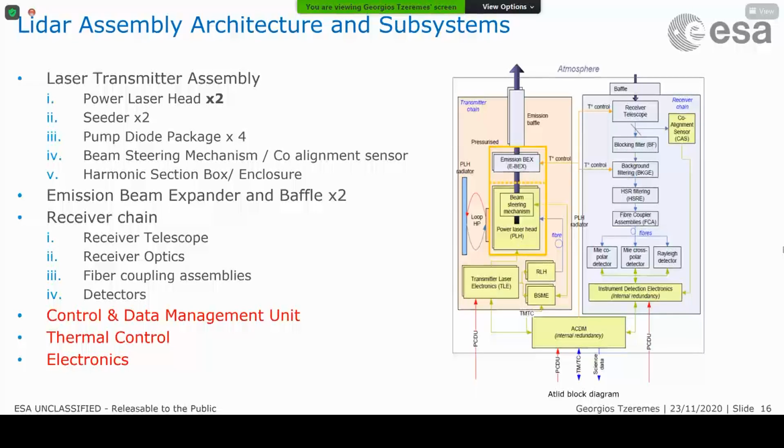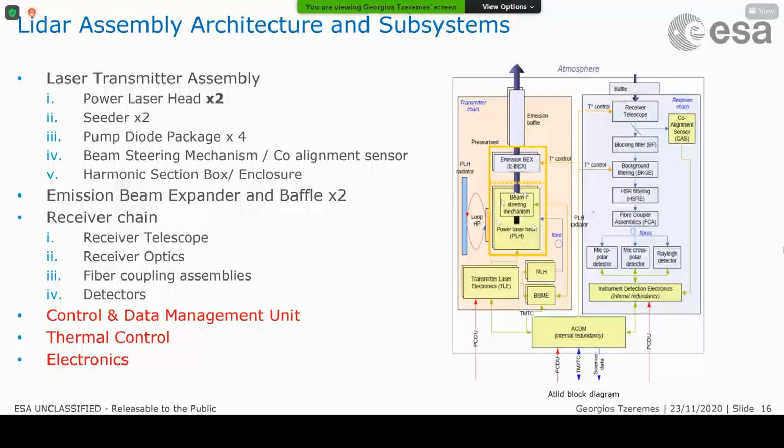We're talking about a 7-digit component. On the ground, you can buy these things from Quantel for 30, 40K, but for space, they cost over $1 million each. Then you have the beam steering mechanism, and I will explain later why we need this. It collaborates with a co-alignment sensor at the receiving side to ensure that the beam is always returning to the right position in our telescope.